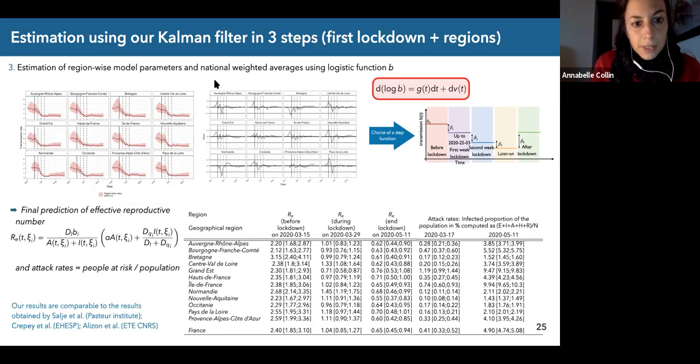So using this result, here we can compute the effective reproductive number in each region. So here it's the value before the lockdown, the value during the lockdown, and the value at the end of the lockdown, which here you can see is inferior to 1 in all the regions. And we also compute the attack rates corresponding to the infected proportion of the population which have been contaminated. So here we obtain, for example, around 5% of the population. And our results are very comparable to the results obtained by using different methods in France at the same time.